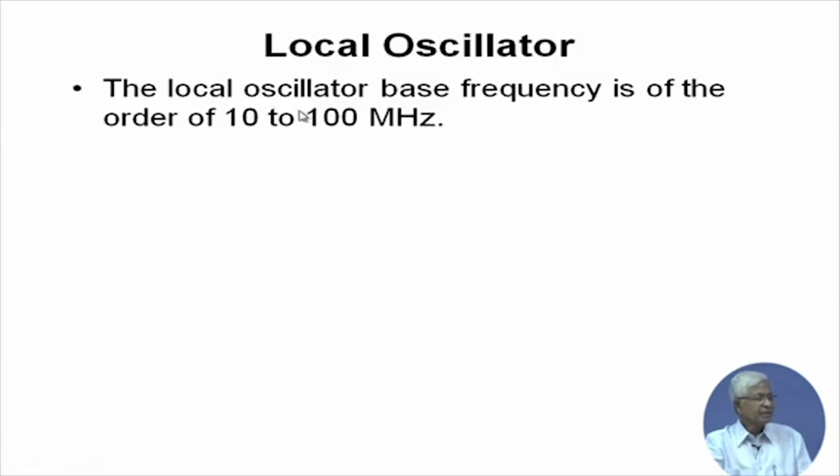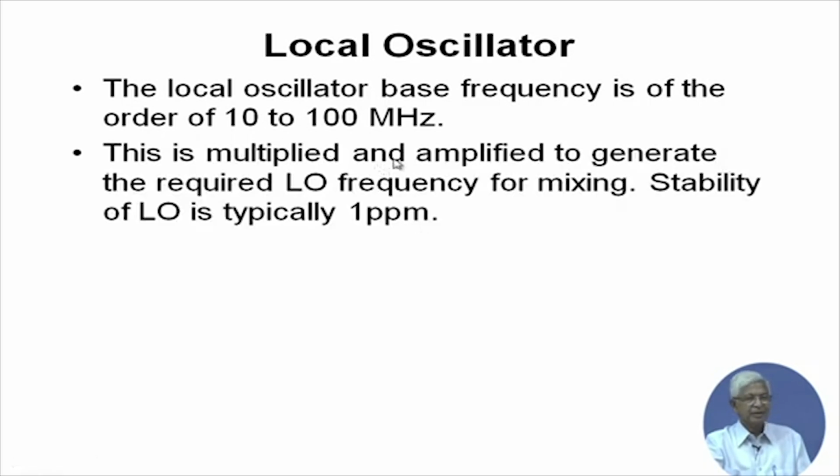Local oscillator is generally a good stable oscillator. So, it is at much lower frequency, 10 to 100 megahertz, and then it is multiplied, that n omega 1 nonlinearity is used. This is multiplied and amplified to generate the required LO frequency, that is local oscillator frequency for mixing. Stability is important. It is roughly of the order of 1 in 10 to the power 6, which is 1 part per million.